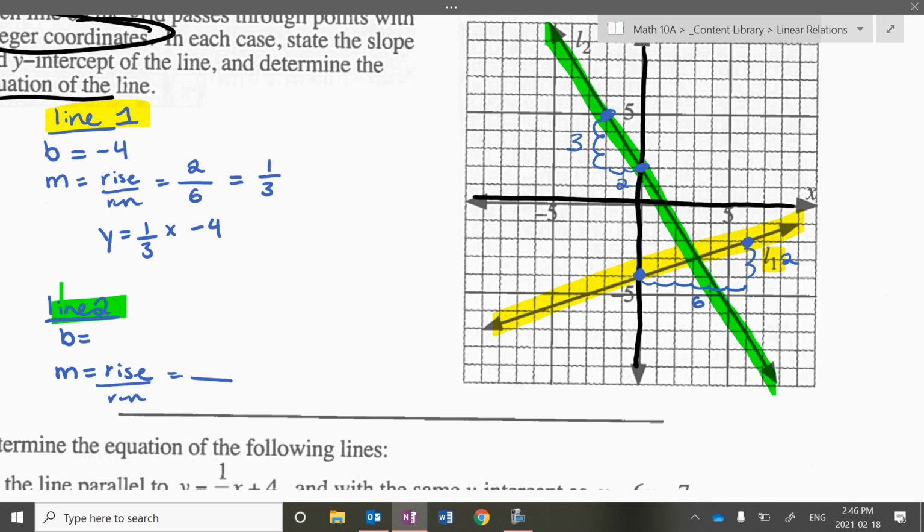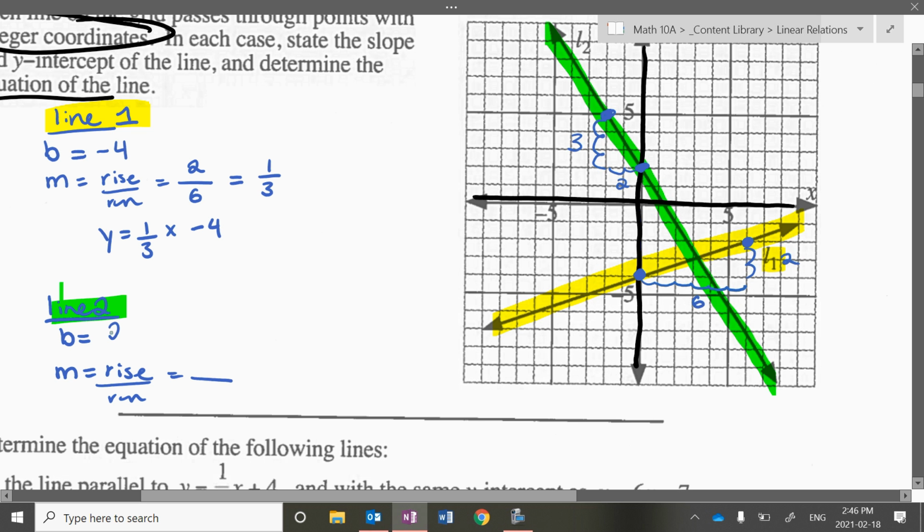Really important when you're counting. If you count to the left, it's a negative. If you count down, it's a negative. So this one, we cross our y-intercept at +2. My slope is going to be 3 over 2. One of them is negative. It's going to depend on how you counted.